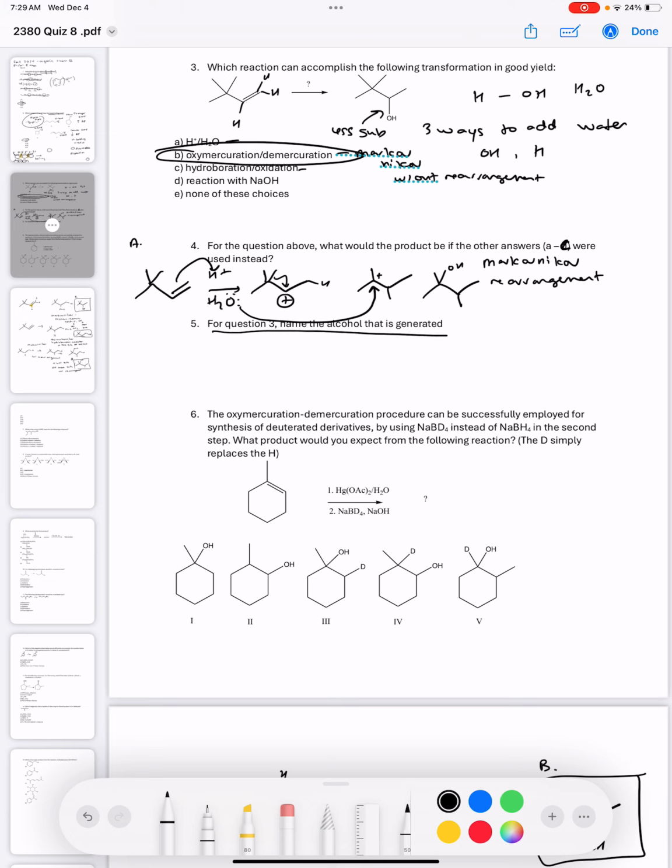Okay, for question 3, name the alcohol that's generated. So to name the alcohol, you have to first find the parent chain.